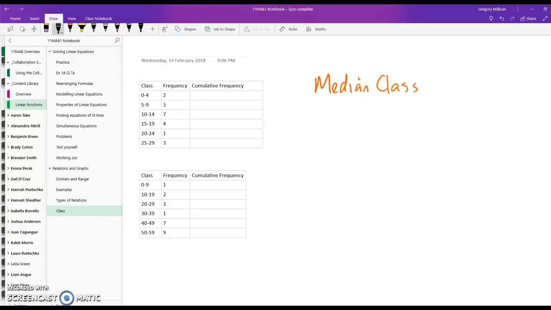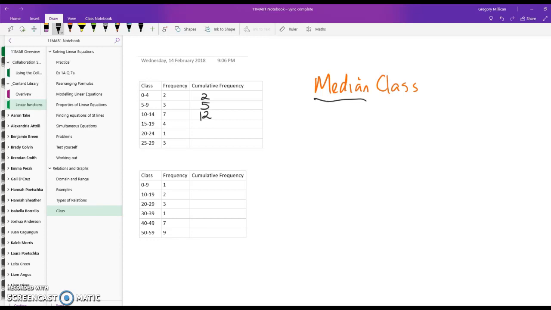By putting it in a table like this, we've actually put the numbers in order, which is the first criteria for median. The numbers have to be in order. What we then need to do to find the median class is complete the cumulative frequency column. For this particular cumulative frequency, from 0 to 4, we've got two numbers. From 0 through to 9, we've got 5 numbers. Cumulative means to add up. From 0 to 14, we've got 2 plus 3 plus 7, which is 12.